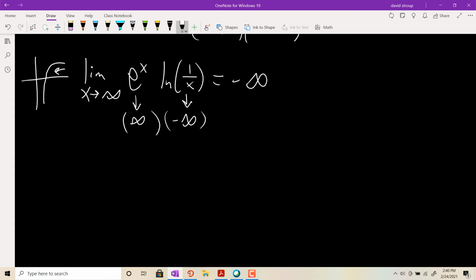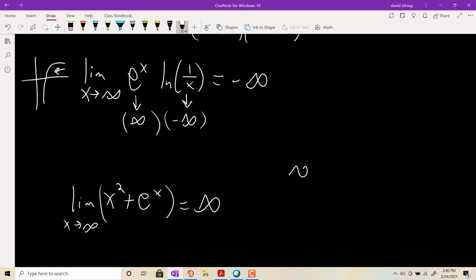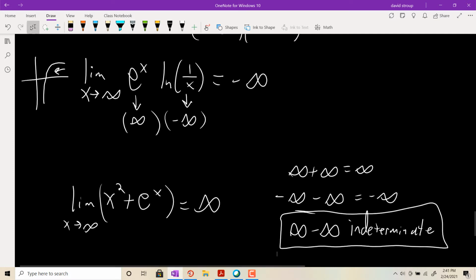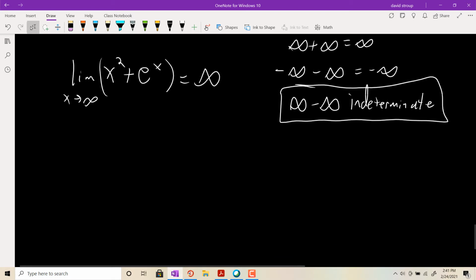Other forms you might have seen are infinity plus infinity. It's stuff like the limit of x squared plus e to the x as x goes to infinity. This is just infinity because each one goes to infinity, so infinity plus infinity is infinity. Negative infinity minus infinity is negative infinity. But here's the trouble: infinity minus infinity types are indeterminate. So don't get a false sense of security. You have to use special methods on that form, and that's what we go through in this section eventually.